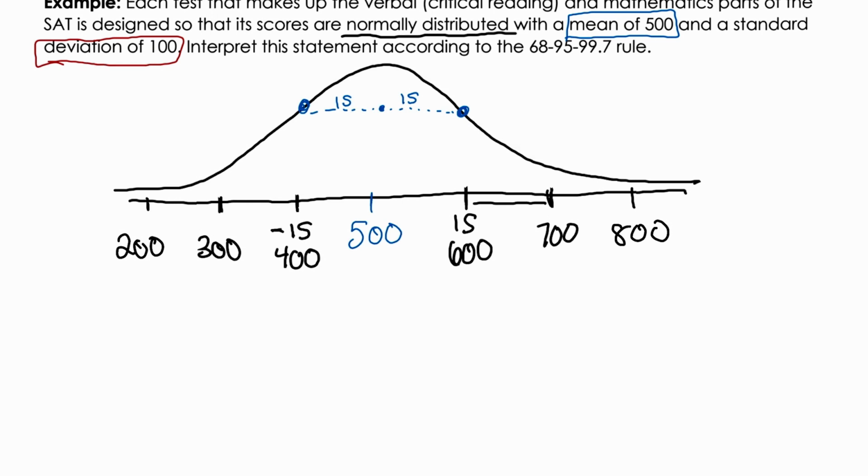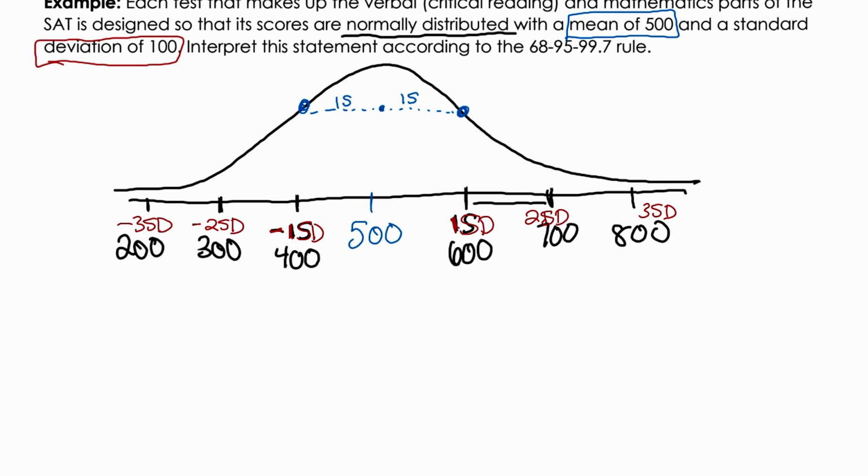Now, here's our picture for 1, 2, and 3 standard deviations. In fact, let me write that in here. There's -1 standard deviation, -2 standard deviations, -3 standard deviations. And on this side, we're adding standard deviations. I'll abbreviate it ST for standard deviation.